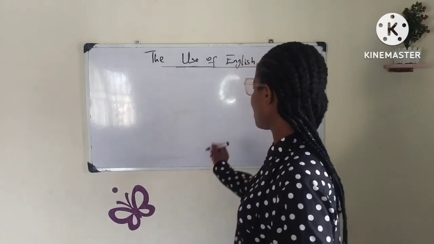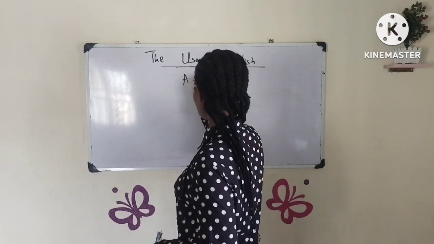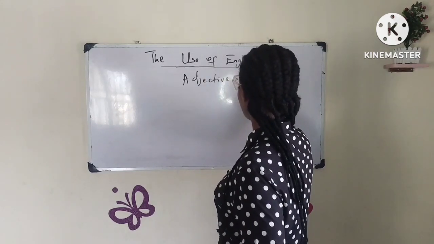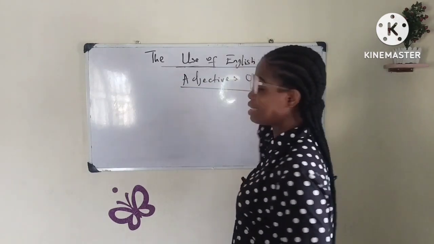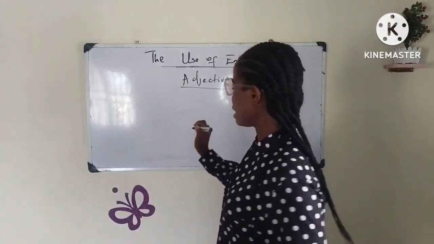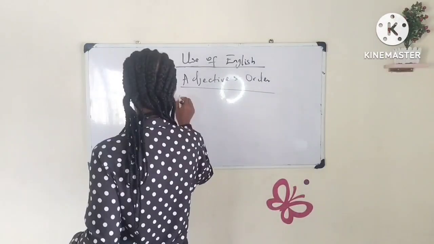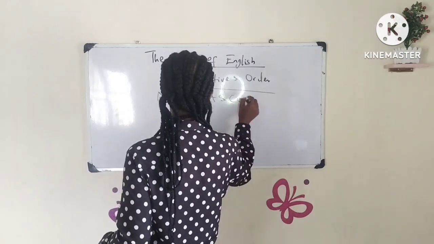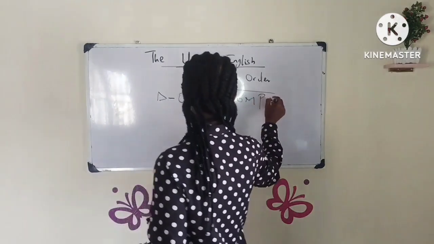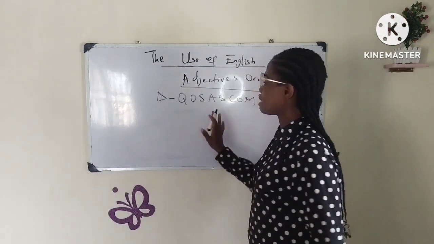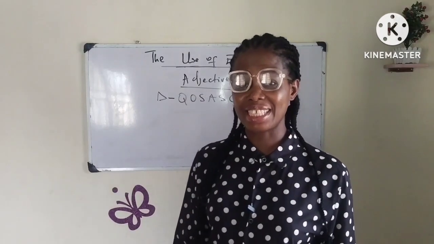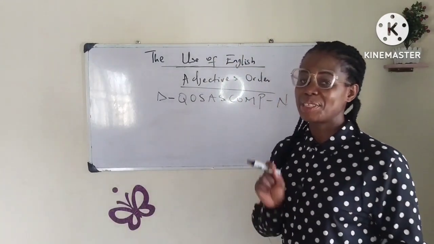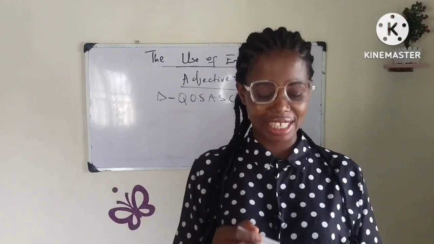The mnemonic that will help you in answering questions on adjectives order. Okay, now the mnemonic is the cosine comp n. The cosine comp n, okay, that's the mnemonic. You just have to cram this mnemonic to help you in answering questions on adjectives order.